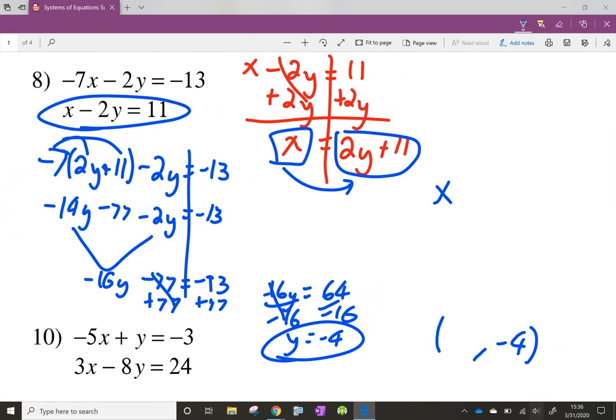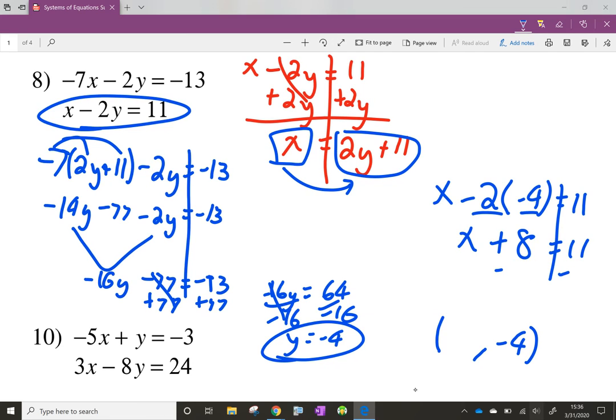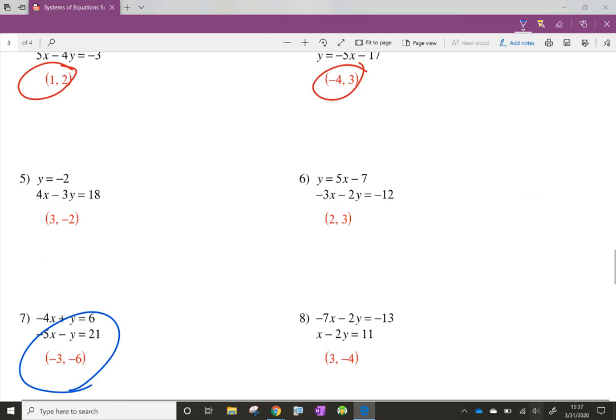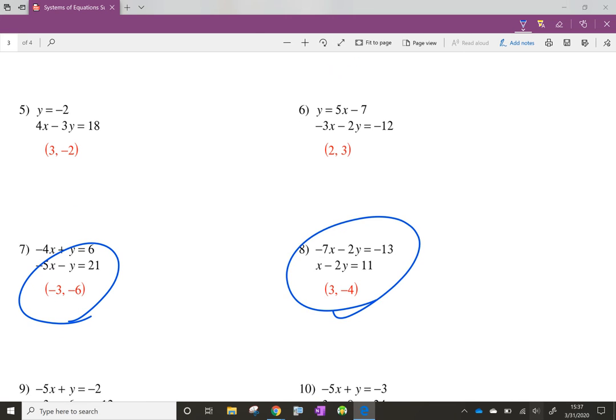So if I plug it in, we have x minus 2y. But again, y is negative 4, so I'm going to plug in negative 4 and just work it out like a normal problem. So negative 2 times negative 4 is going to be 8. So this will be x plus 8, since the two negatives make a positive. And then subtract 8 on both sides. We end up with x equal to positive 3, right? 11 minus 8 is a positive 3. So my answer is 3, negative 4 for number 8. And we'll check that out as well, right? 3, negative 4. Perfect, right?